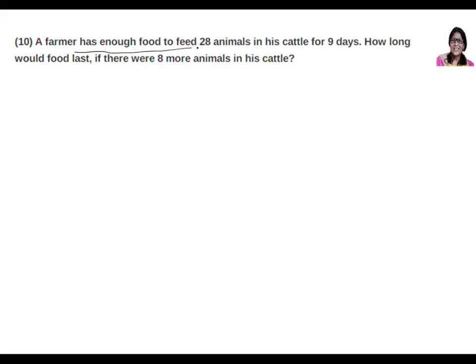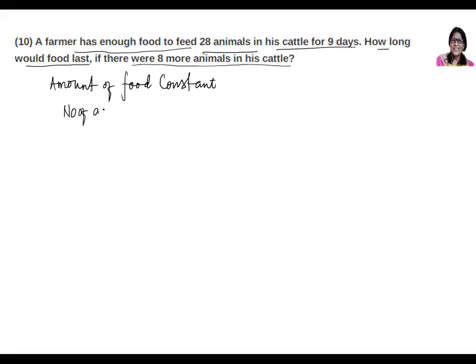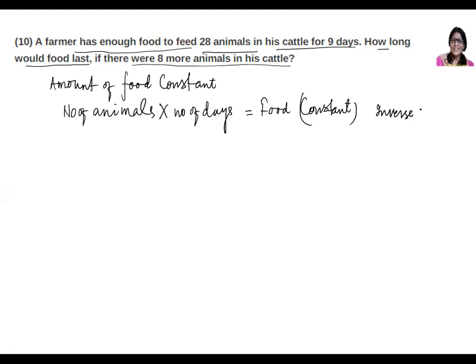9. A farmer has enough food to feed 28 animals in 9 days. How long would the food last if there were 8 more animals in the cattle? So here what is constant? Amount of food is constant. So how to get the amount of food? Number of animals multiplication number of days is equal to food, which is constant. If number of animals is more, it will take fewer days to finish the food. If animals are fewer, it will take more days. So it is inverse proportion.